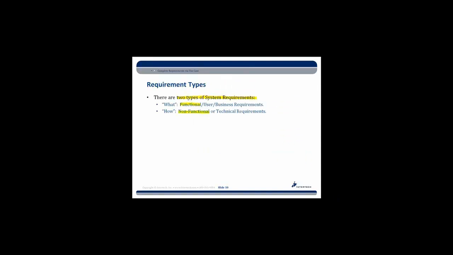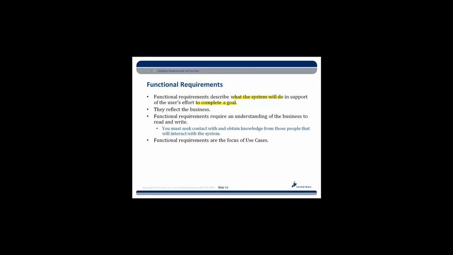So as I mentioned, there are two different types of system requirements. There is the what, the functional, otherwise known as user or business requirements, what the user wants to accomplish, versus the how, which are usually labeled as non-functional or technical requirements. Now, non-functional or technical requirements are still important. They just happen to function on a different part of the system, and usually are developed and understood a little bit later in the development of a system.